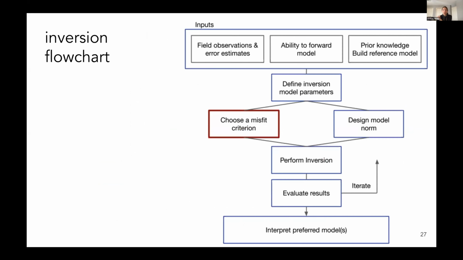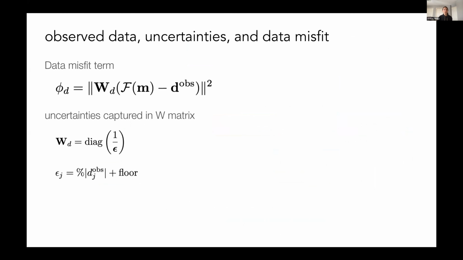So now we know what we want to invert for. The next thing we want to do is choose a misfit criterion. And so Doug talked about a lot of the background on this last week. So if you want to start from the continuous version and get to the discrete version, I would encourage you to take a look at his talk.